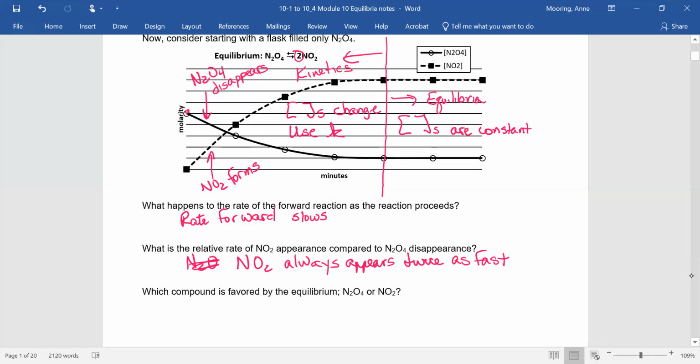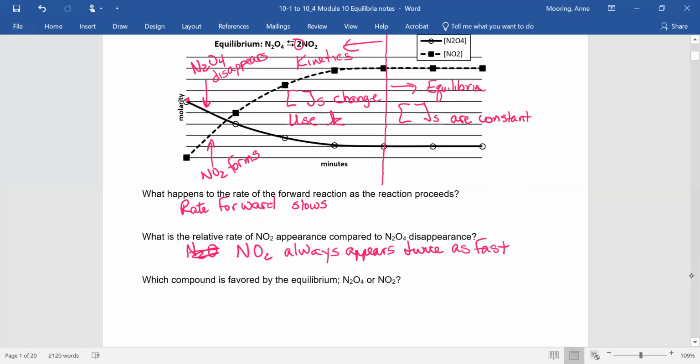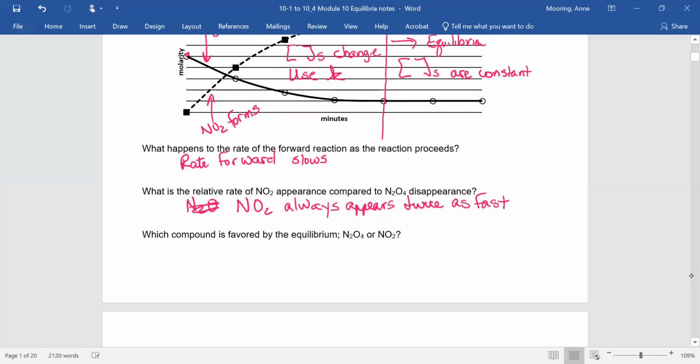Now we are on the right-hand side of the graph. We are going to be talking about equilibrium. Our last question here is which compound is favored by the equilibrium, N2O4 or NO2? If we look at our graph, we have more of the NO2. So we would say that NO2 is favored, or NO2 formation is favored. Now, bear in mind that this can change with temperature. So at the specific temperature that we are specifying, NO2 formation is favored.